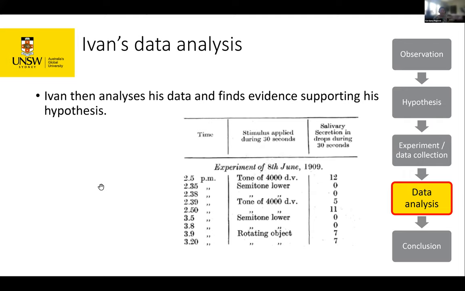He analyzes his data. This is in 1909. Most of you have guessed, I think, who Ivan might be. But he actually doesn't use statistics. Statistical hypothesis testing is not commonly used in his time. So what he does is he writes down his data.